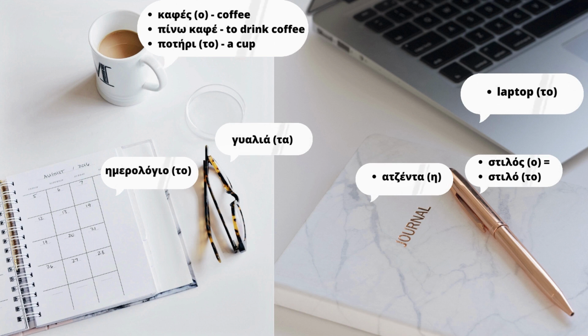Masculine gender, ο καφές. And the phrase for drinking coffee is πίνω καφέ. Εγώ πίνω καφέ, which means I drink coffee. And of course you conjugate the verb πίνω according to the subject. Πίνω καφέ.